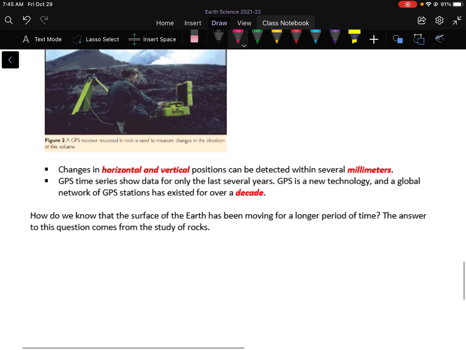That's what we're going to talk about in the next set of notes. GPS stations have existed for around 3 decades. So it's not just over a decade, it's around 3 decades. In the grand scheme of things, a relatively new technology, but in the scheme of your life and my life, it's actually a little bit of an older technology. So global positioning systems is what we're going to talk about in the next set of notes.